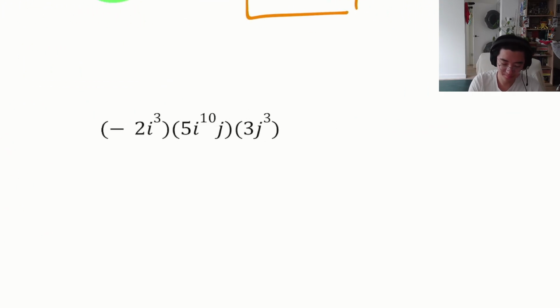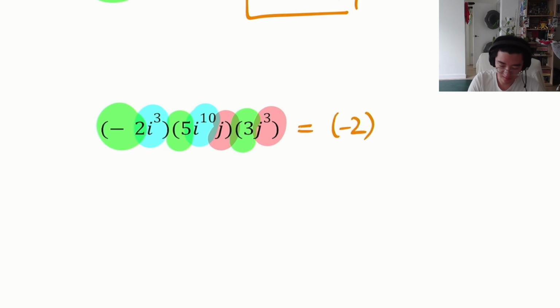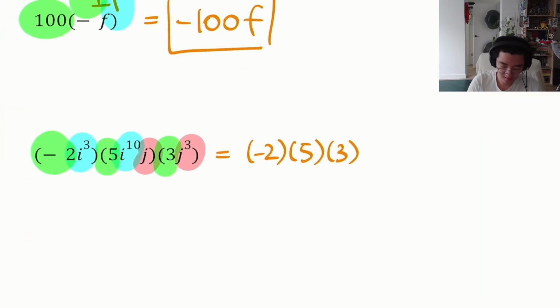Okay, how about 3 of them? Same thing, like terms. Coefficients, negative 2, 5, 3. I, and then j. Combine them together. Negative 2 times 5 times 3. Now let's write it with dots here. Okay, and we've got the i's, and then we got the j's.